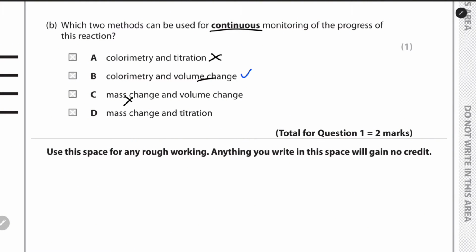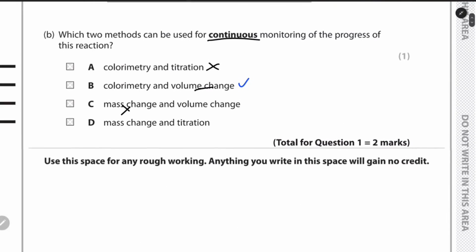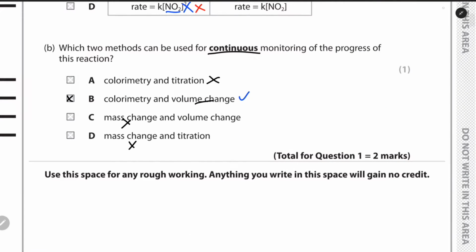There won't be any change in mass since everything will be in the reaction mixture. So there is no mass change. So B is our answer.